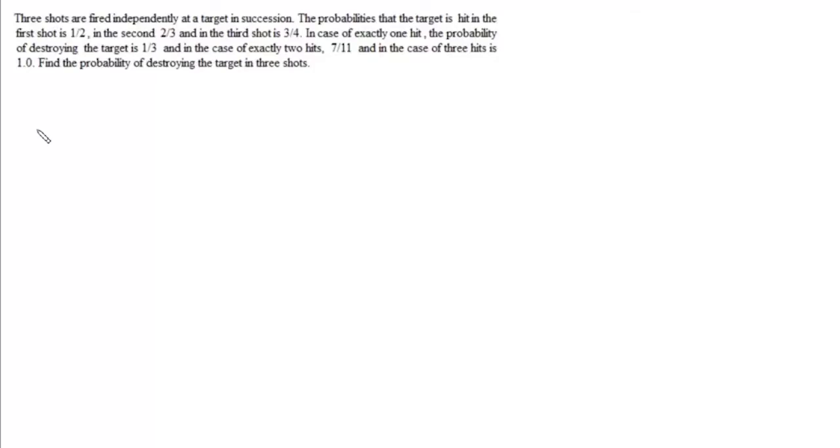Now here the question is, 3 shots are fired independently at a target in succession. The probability that the target is hit in the first shot is 1 by 2, in the second 2 by 3, and the third shot is 3 by 4. In case of exactly one hit, the probability of destroying the target is 1 by 3. In case of exactly 2 hits, it is 7 by 11. And in case of 3 hits, it is 1. Find the probability of destroying the target in 3 shots.